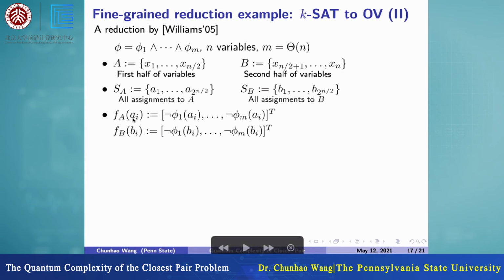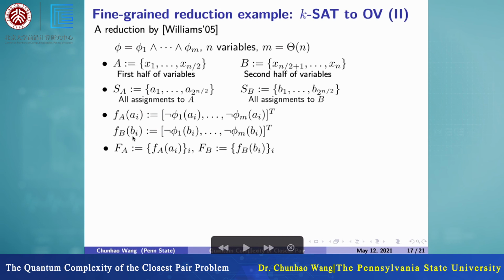So FA takes an assignment as input, and it outputs an m-dimensional binary vector. Each entry of the vector is just the negation of this clause evaluated on this assignment. Likewise, we define the function FB. So we define two sets, capital FA and capital FB. Capital FA contains all the values of little FA, and capital FB contains all the values of little FB.